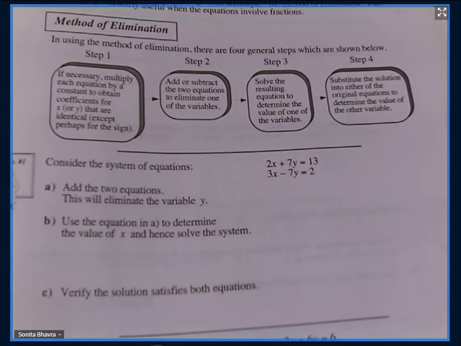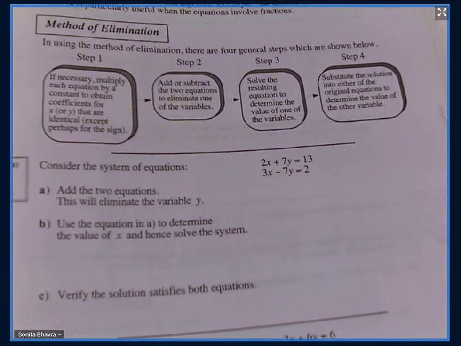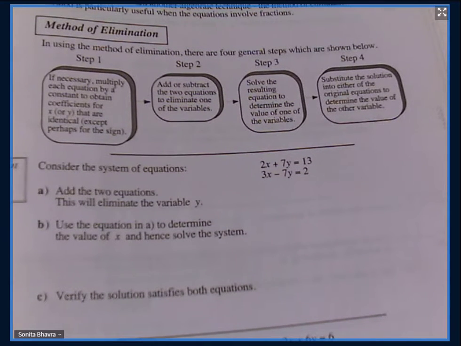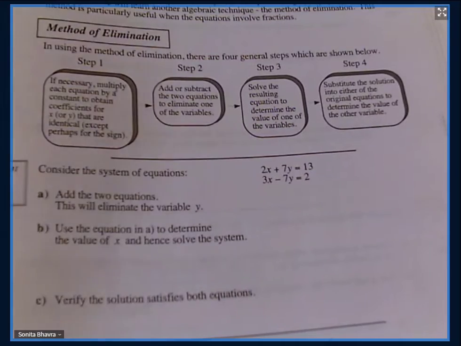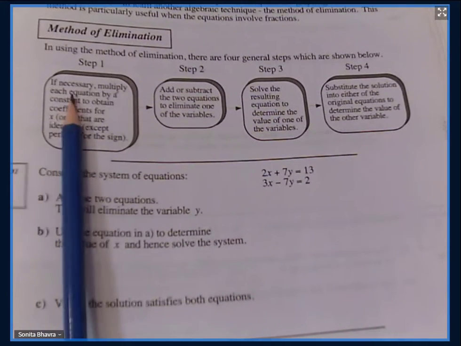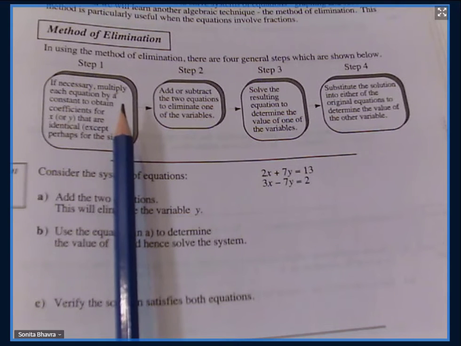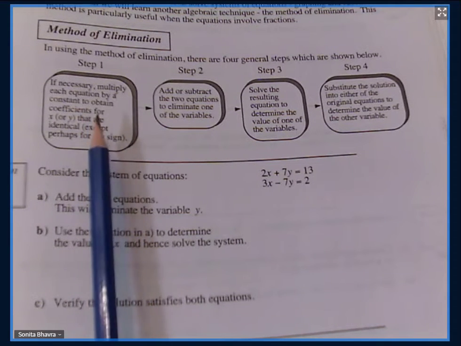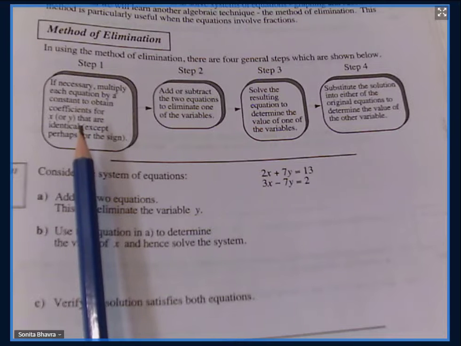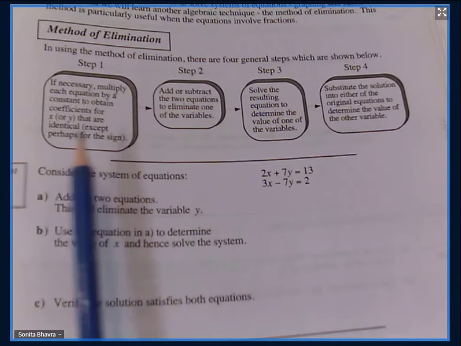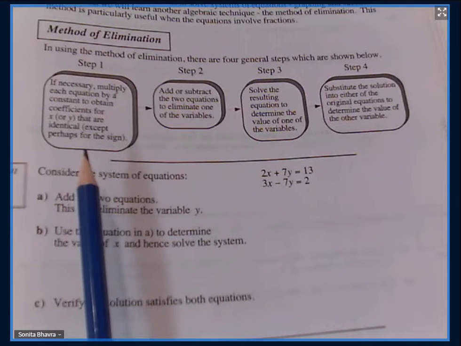Okay, so our second method of solving algebraically is the method of elimination. And this method also has 4 steps. So first step is, if necessary, you're going to multiply each equation by a constant to obtain coefficients for x or y that are identical, except for the sign. And this will make more sense when we do the examples.